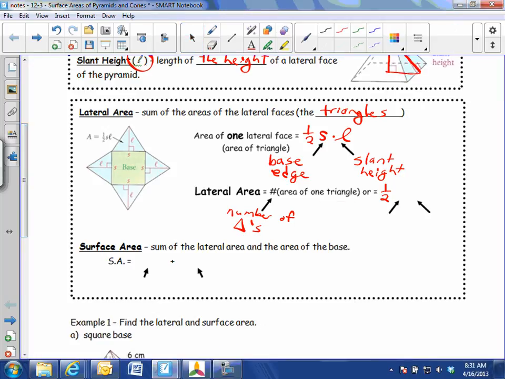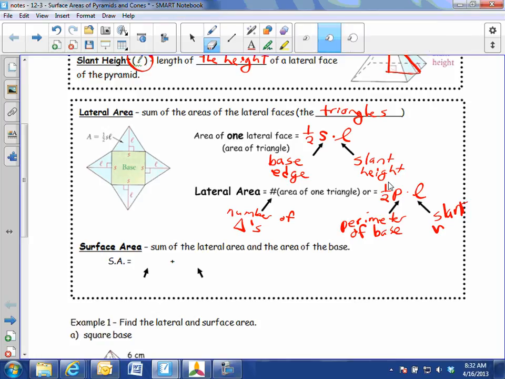Alright, so we can think lateral area is the number of triangles times the area of one, or 1/2 times P times L. Okay, so what do you think P is going to stand for? Perimeter. Perimeter of what? Triangle. So the base, and L is our slant height.